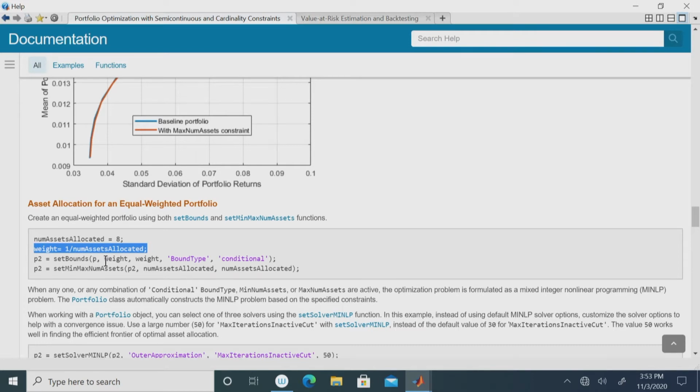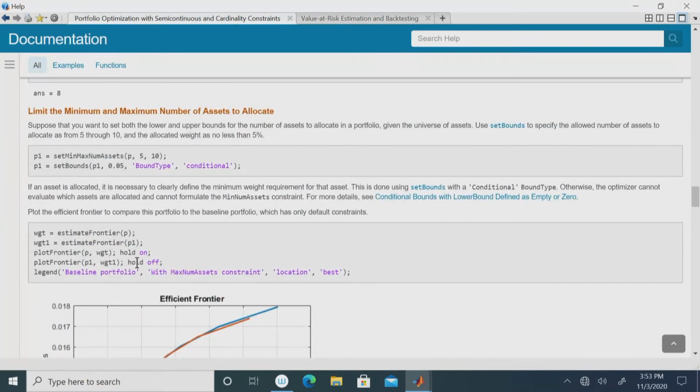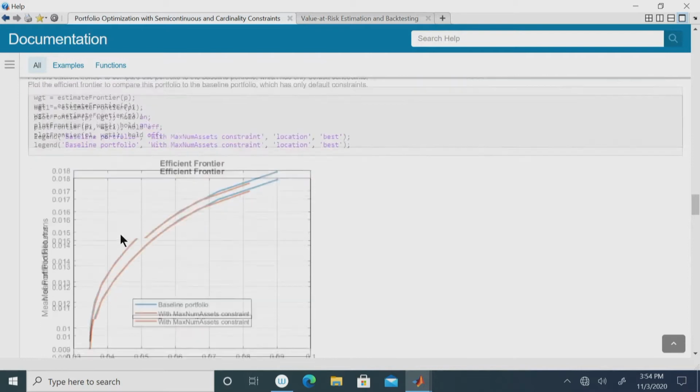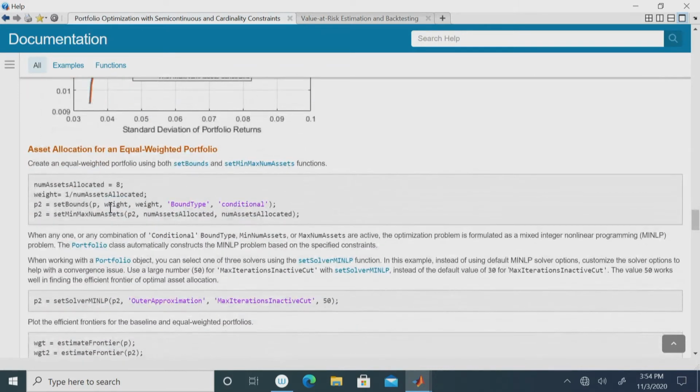The bounds are set in an interesting manner, where you put the bounds to be P weight. Here, if you observe, we have set the bounds P 1 0.05, which means the minimum weight is going to be 0.05. But here we are setting the minimum as well as the maximum weight for each asset to simply be 1 over 8. Also, we set the minimum number of assets and the maximum number of assets to be identical, which is equal to the 8 that we have chosen.